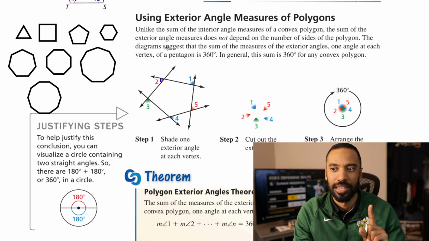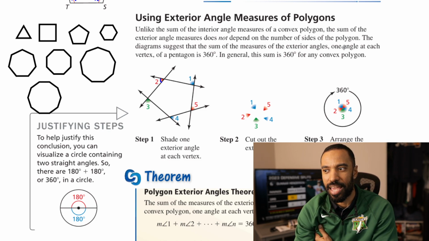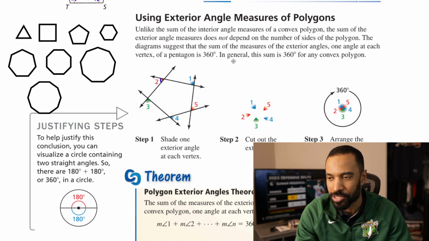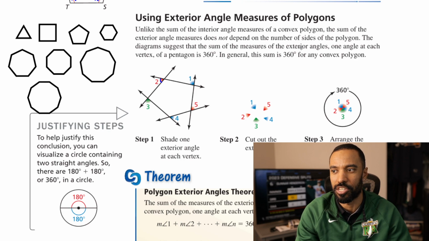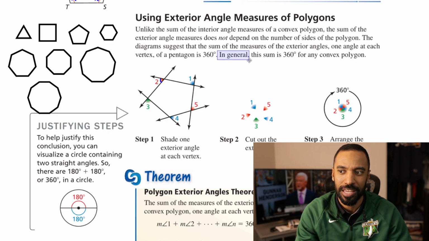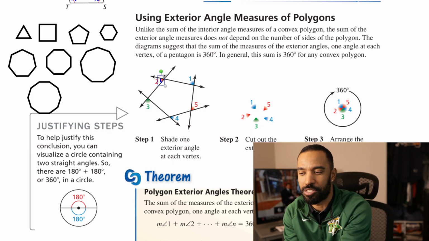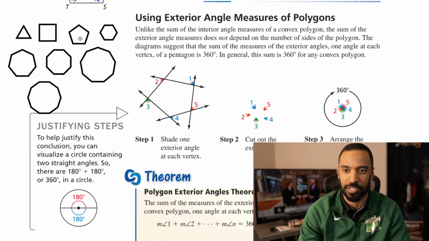Exterior angles, however, the diagram suggests the sum of the measures of the exterior angles, one angle at each vertex of a pentagon, is 360 degrees. In general, this sum is 360 degrees for any convex polygon. When they say in general, they don't mean maybe, sometimes, maybe not. It always is. And they're showing you this right here. If you cut these things out and piece them together, you can see that they complete a full 360-degree circle.